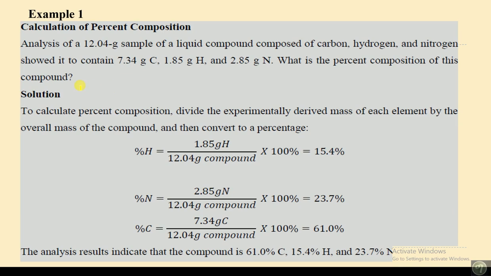Analysis of a 12.04 gram sample of a liquid compound composed of carbon, hydrogen and nitrogen showed it to contain this much of each. What is the percent composition of this compound? The total given mass of our sample is 12.04, and the mass of each element is given. So for carbon, since each is given separately, divide this by the total and multiply by 100. For hydrogen, divide this number by the total and multiply by 100. For nitrogen, divide this number by the total and multiply by 100. That's it. I think that's simple.